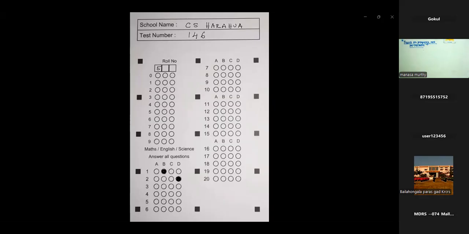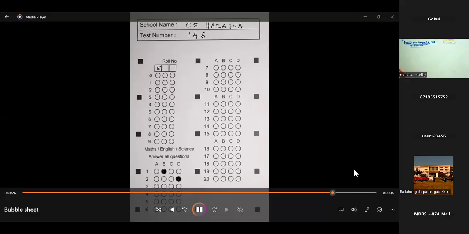If you have made it wrong, leave it. I repeat, this is only for example. For the right answer, based on the question, you should shade the correct bubble. Like this, all the 20 questions you will be shading. Do not write anything else on the bubble sheet. This is very, very important. Do not write your name. Do not write your class. Do not write your section. Only school name, test number and roll number should be there.